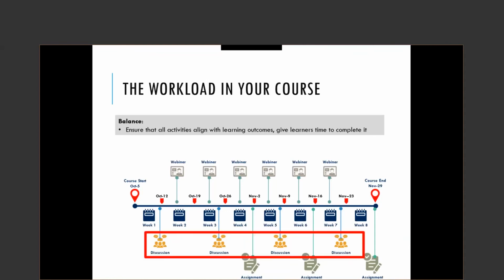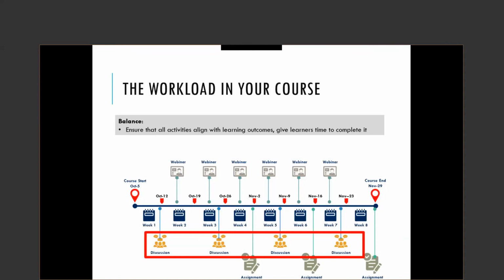And all those sorts of activities might compromise knowledge acquisition. Even if you are doing everything right in terms of strategies to balance the cognitive load, probably students won't have time, because all these activities consume a lot of time. And I'm always thinking about students that are taking more than one course in any given term. So in terms of balancing, ensure that all activities align with learning outcomes and give them some time to complete them.